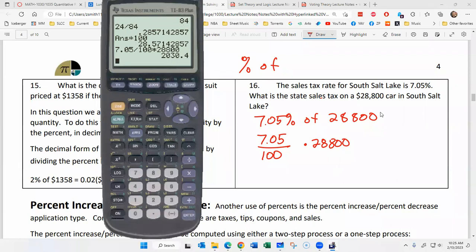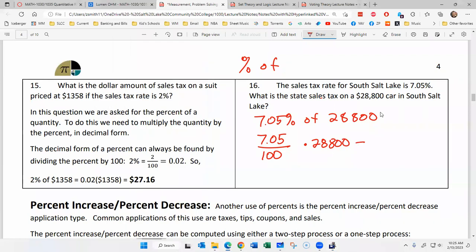$2,030.40. Now, when we're dealing with money, you do round to the nearest penny. So 2030.4, you'd write it to the decimal hundredths spot. That's the sales tax on that car.